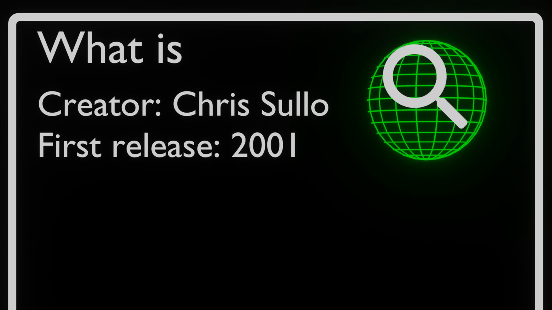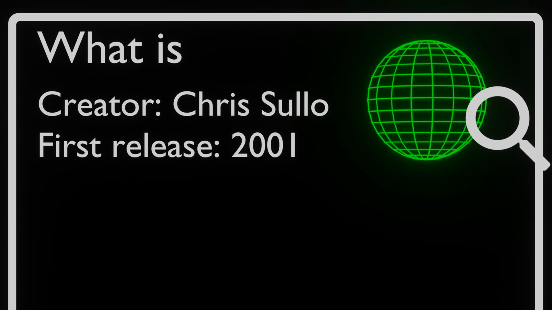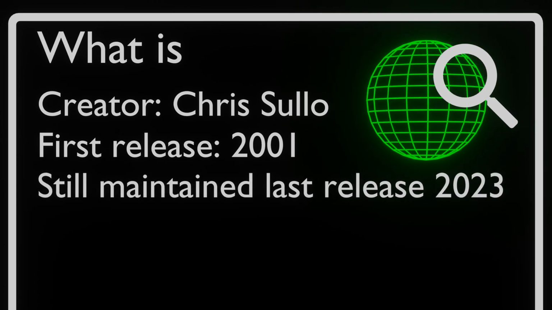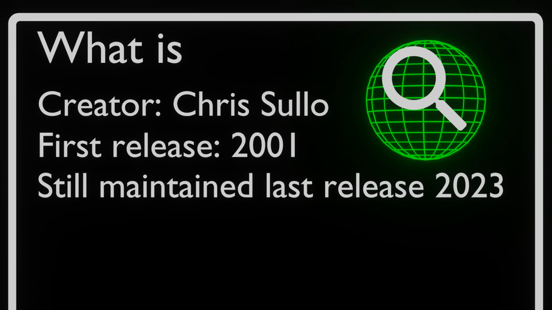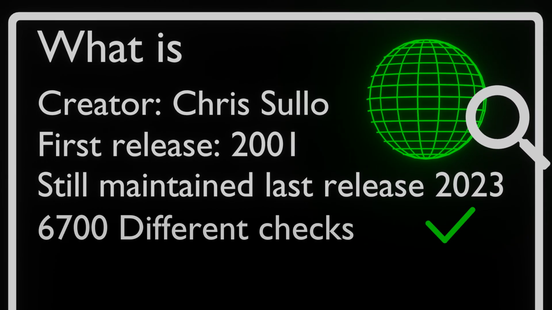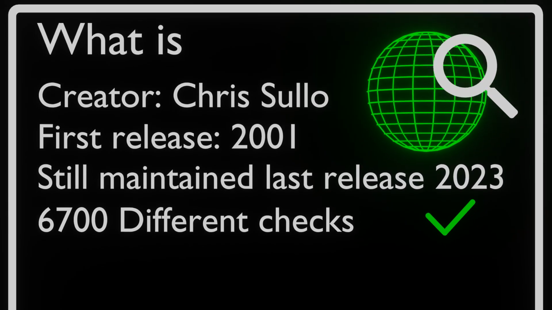Created by Chris Sullo in 2001, Nikto is one of the older web application security scanners. While it's old, it still gets updated regularly. The last update was in late 2023. Nikto allows us to scan over 6,700 potentially dangerous files and programs.